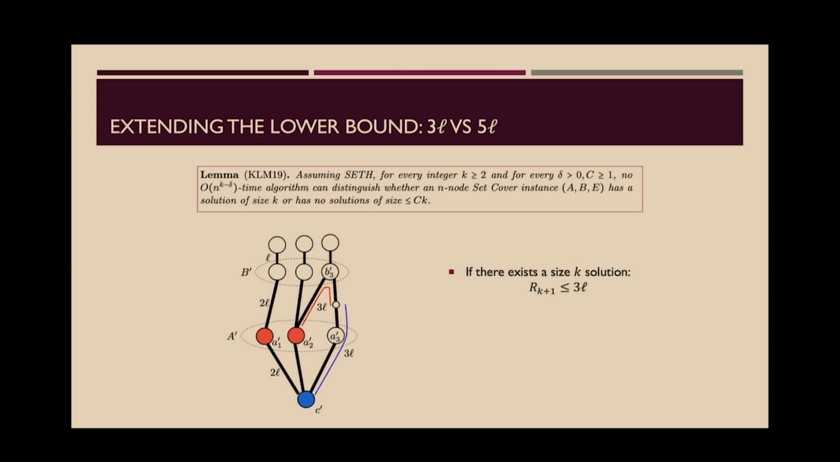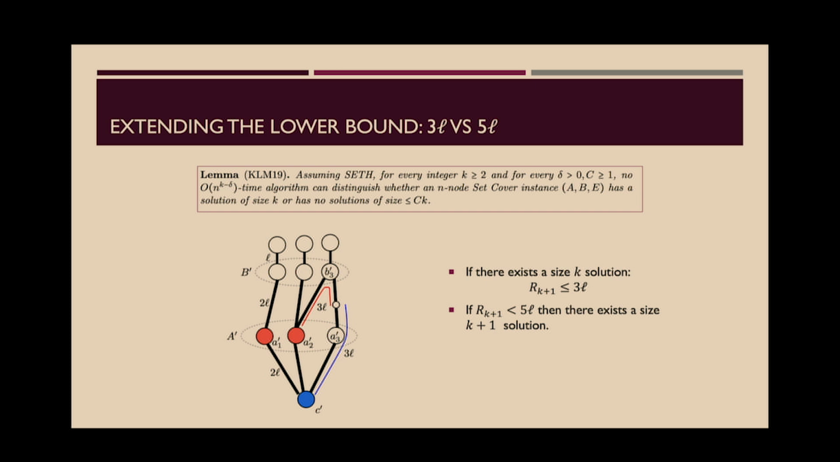So now if in the yes instance there is a size k solution, the k plus 1 center radius will be less than 3L. And in the same way we showed before, if the k plus 1 center radius is less than 5L, then we can project those centers back onto our set A, and we get a solution to set cover. So since we're starting with k plus 1 centers, we get a size k plus 1 solution to set cover.